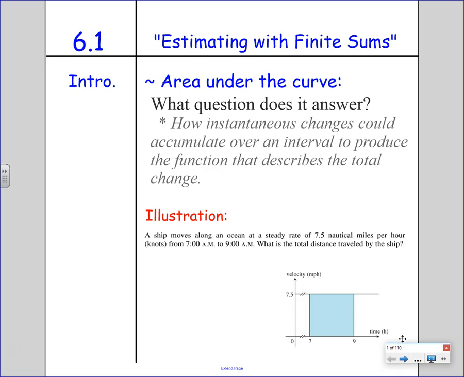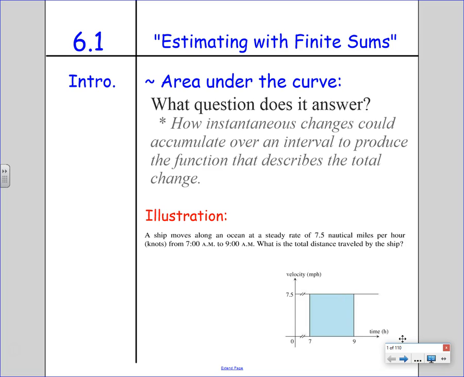Area under the curve. What question does it answer? I thought it was just finding the area under the curve. Nope, deeper than that. How instantaneous changes could accumulate over an interval to produce the function that describes the total change. So you measure all the changes to describe the total. And what word did they not use but they meant? Instantaneous changes. What are they talking about? Rates. Yeah. So the instantaneous rates, the changes resulting from the rates, can accumulate over an interval to produce the function that describes the total change.